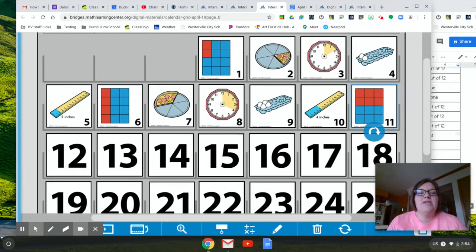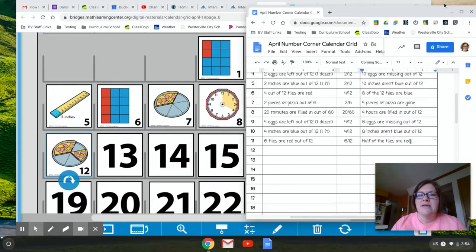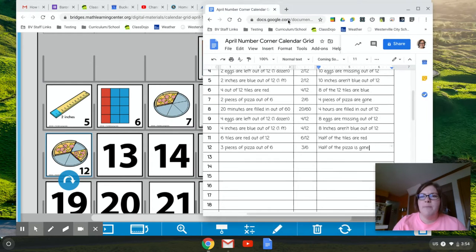Take a minute, think about what it is. Oh, I hope I know what it is. One of my favorite things. Let's check. It is pizza. Out of 6 slices of pizza, there are 3 slices on there. So 3 pieces of pizza out of 6. We would call that 3/6. And you know what? That's half the pizza. 3 out of 6 would be half of the pizza is gone, and half of it's still there. So that's our Number Corner for those couple days.